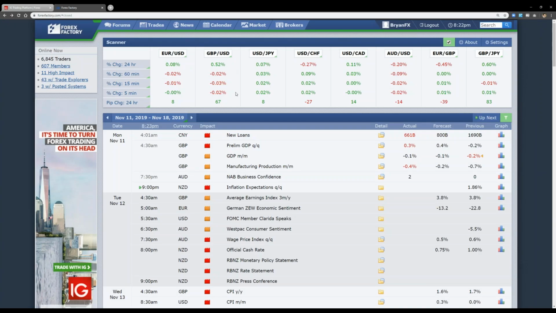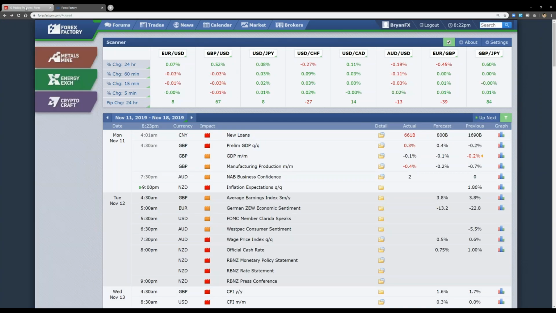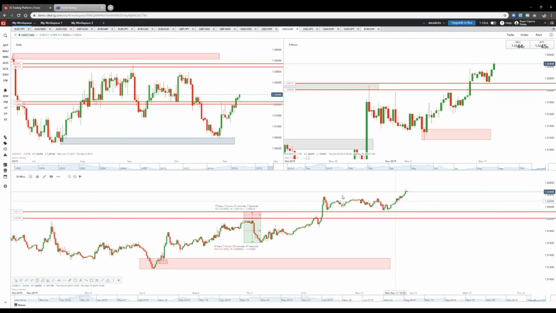Not horrible. I mean, for the day, you guys can see that the dollar CAD has only gone up 14 from where it was yesterday. But again, a lot of this is because it was here yesterday, last night, and it came down and then moved back up again. Again, bounce off a simple level.